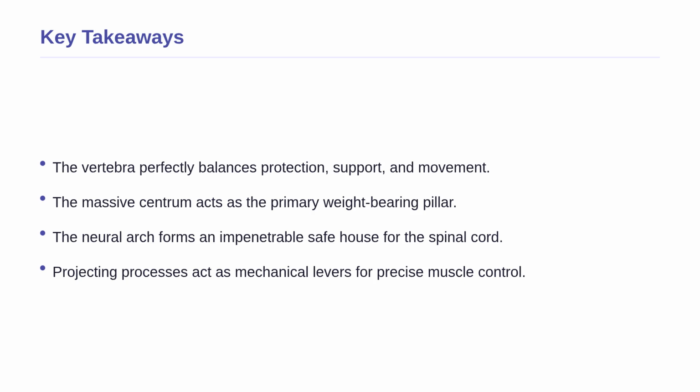We have covered a lot of ground today, so let us review the key takeaways. A typical vertebra is a masterpiece of evolutionary engineering that perfectly balances protection, support, and movement. The massive centrum acts as the primary weight-bearing pillar, managing compressive stress. The neural arch forms an impenetrable safe house for the delicate spinal cord. Finally, the projecting processes act as mechanical levers, allowing muscles to pull and twist the spine with incredible precision. Great job following along. You now understand the foundation of vertebrate anatomy.